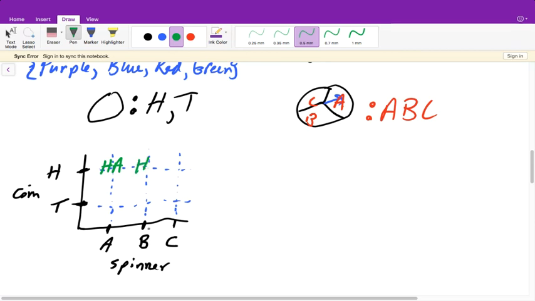Here where this H, or the heads, and the B meet, that means we can get a heads on the coin and a B for the spinner. Here where the H and the C meet, that means we can get a heads on a coin and a C on a spinner. Here where the T and A meet, same thing, we get a TA. Here we get a TB. Here we get a TC. So this tells us all of our possible outcomes, and then we can go ahead and list them.